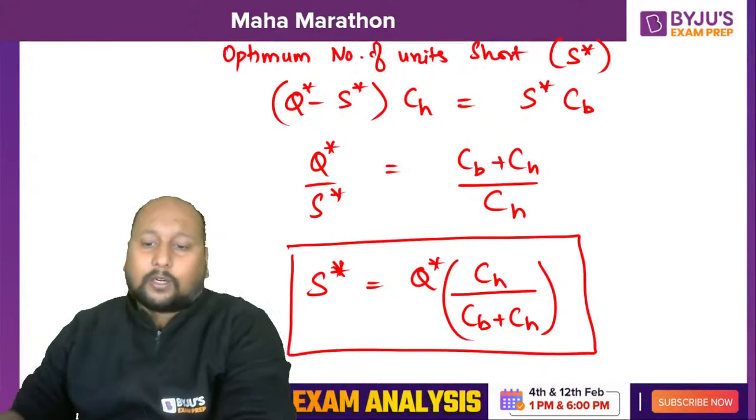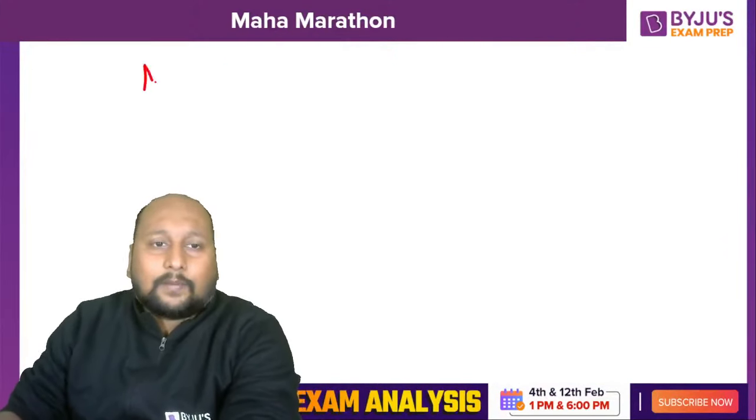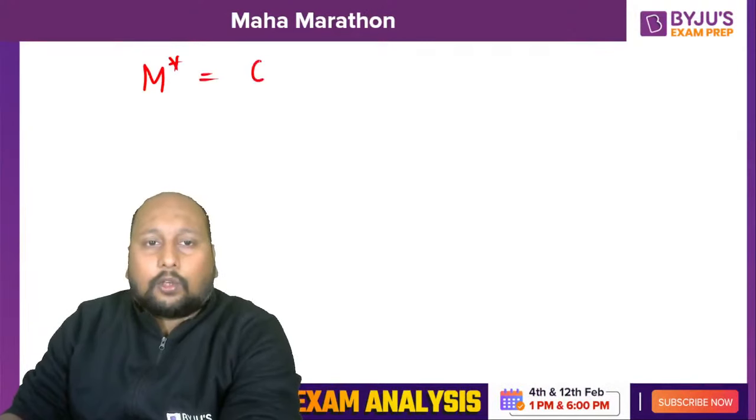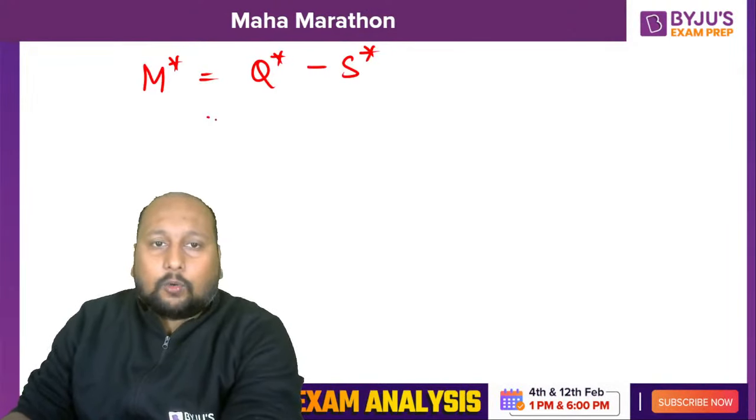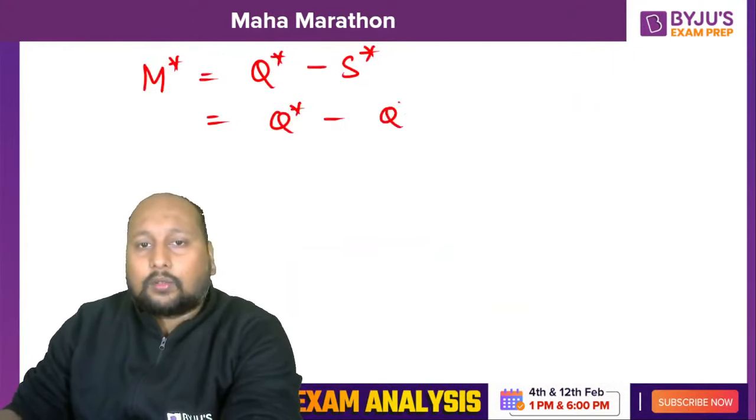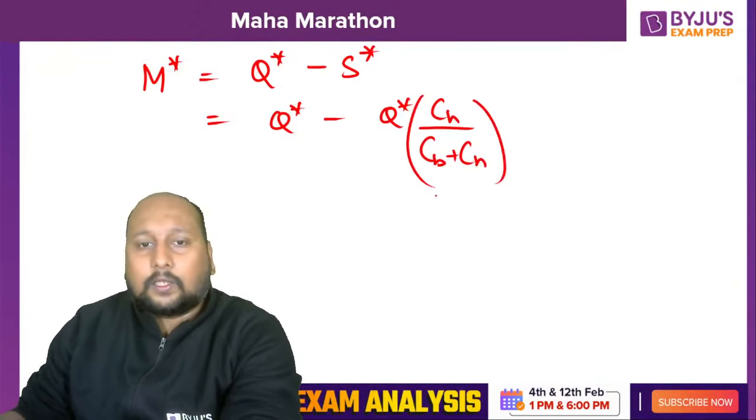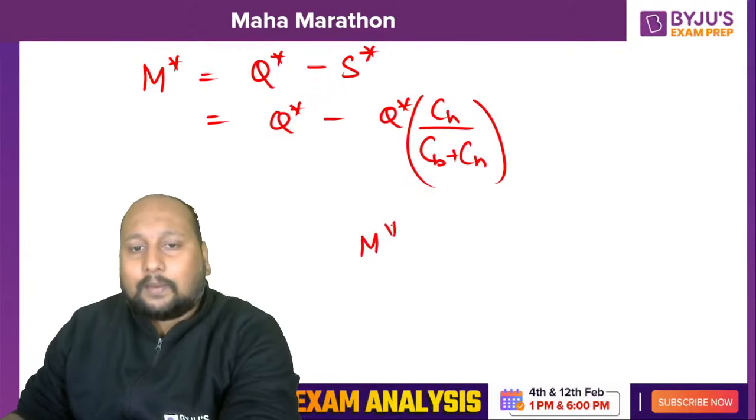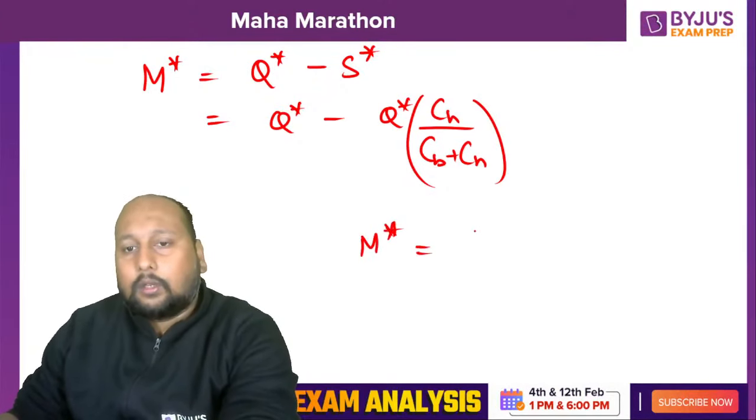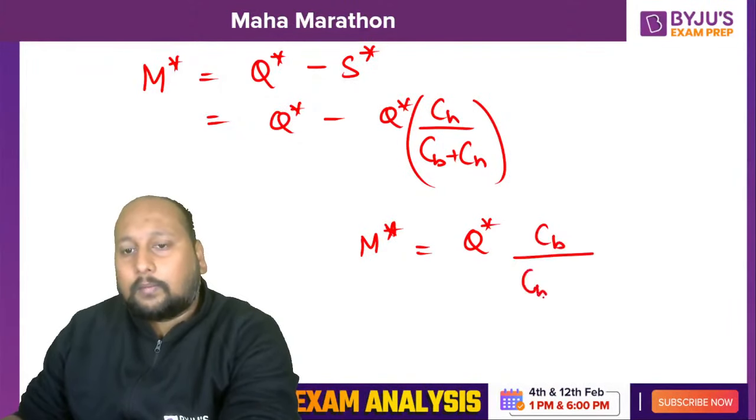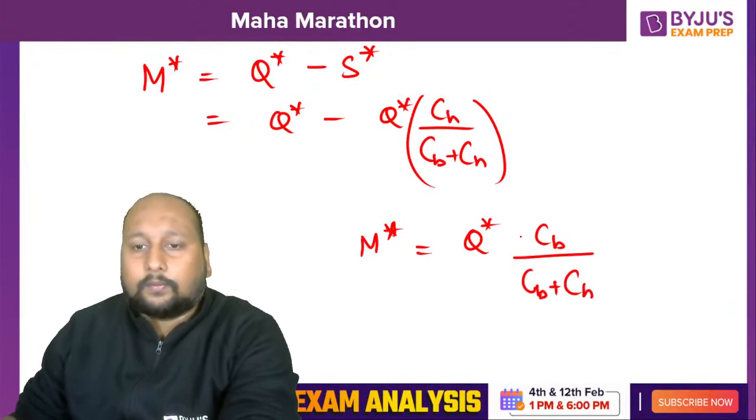So if I want to calculate the maximum inventory level, M star is equal to Q star minus S star. So what is S star? That is Q star minus Q star into CH by (CB plus CH). So just placing this value, ultimately we are getting M star is equal to Q star into CB upon (CB plus CH).